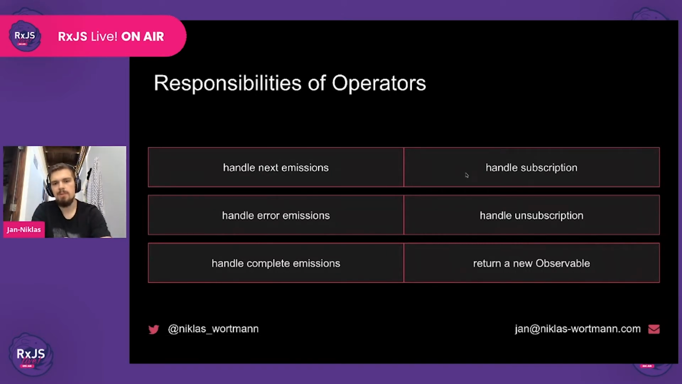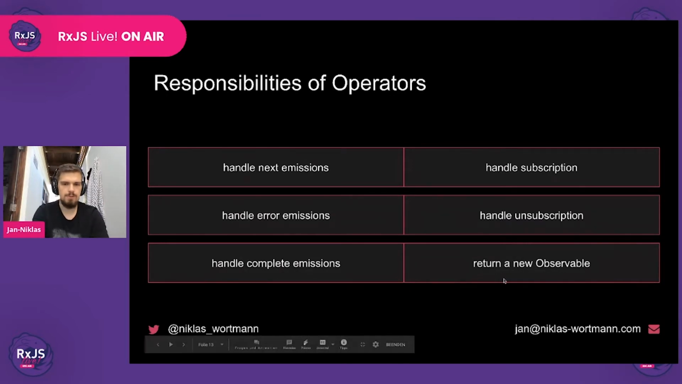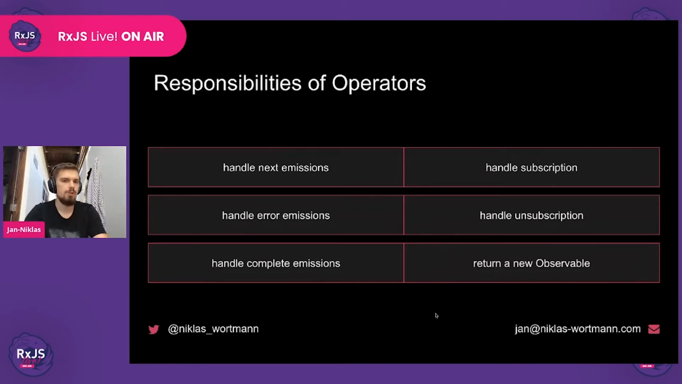Additionally, an operator needs to subscribe to its source observable and also take care of unsubscription. The last thing that is very important is that it returns a new observable. So these are the six big things that an operator needs to take care of to be a fully functioning operator.